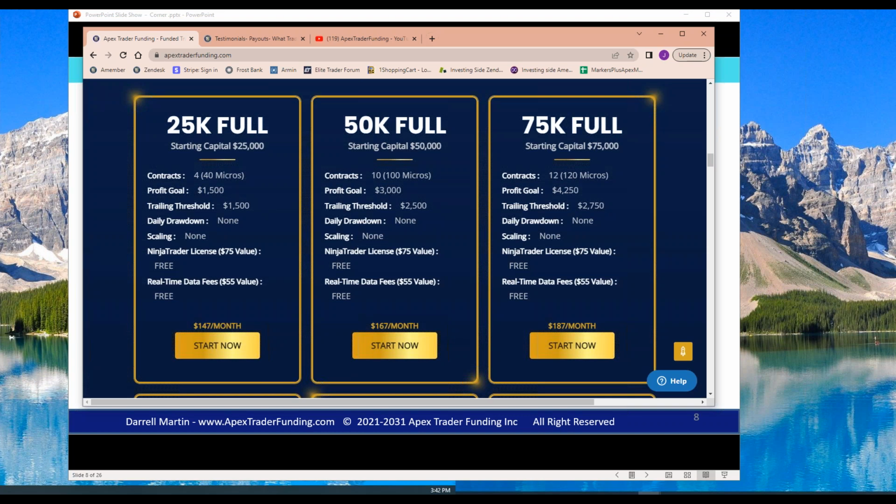Same thing, right? How do you pass it? The profit goal is $3,000, to make $3,000 and not hit the trailing threshold of $2,500. We'll talk about that. There's no daily drawdowns or scaling on these plans, okay? So literally, that's what this means, okay? On this particular size account here, can you make $3,000 trading at least 7 days? You pass the test, okay? That's it.